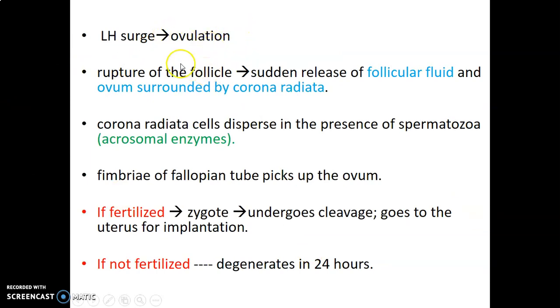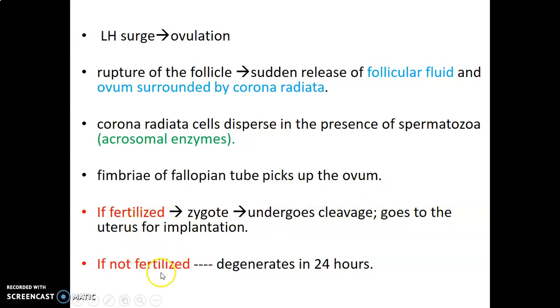So this ovulation is where the follicle ruptures and there's a sudden release of follicular fluid as well as the ovum, which is usually surrounded by corona radiata. The corona radiata cells will disperse in the presence of spermatozoa because during fertilization we have acrosomal enzymes that will cause dispersion of the corona radiata cells. The fimbriae of the fallopian tube during ovulation will now pick up the ovum, and if the ovum is fertilized, a zygote is formed and begins cleavage, and then it goes to the uterus for implantation at the upper posterior wall of the uterus.